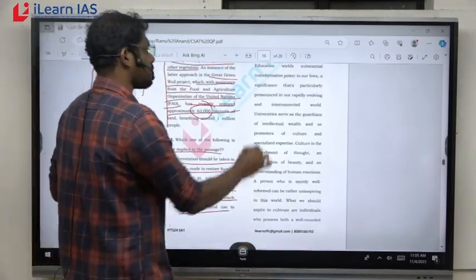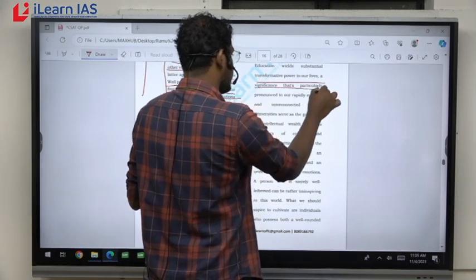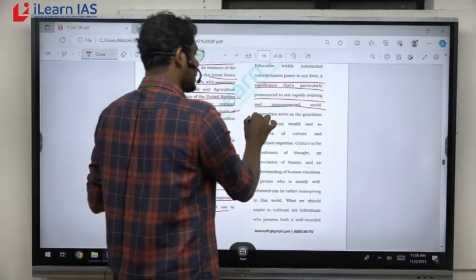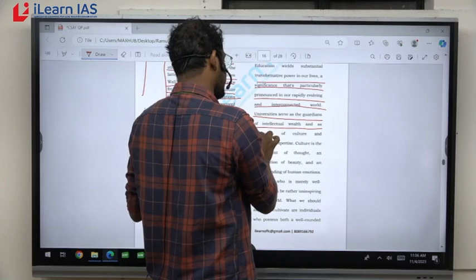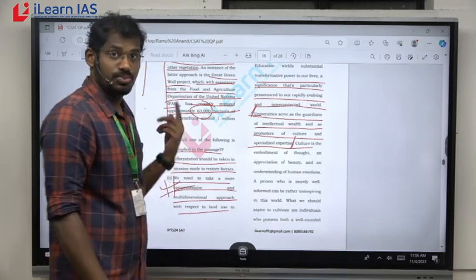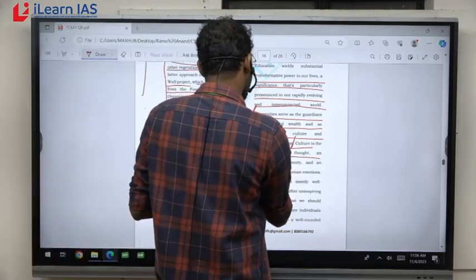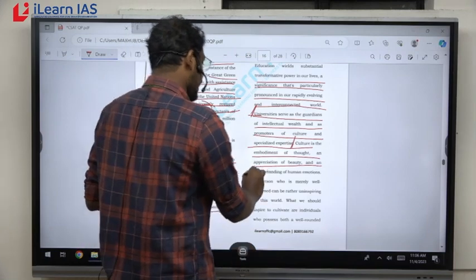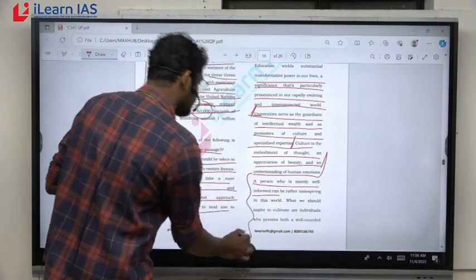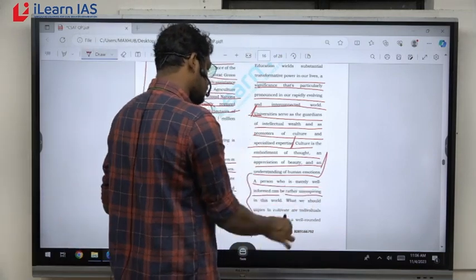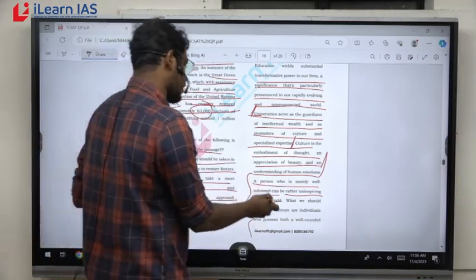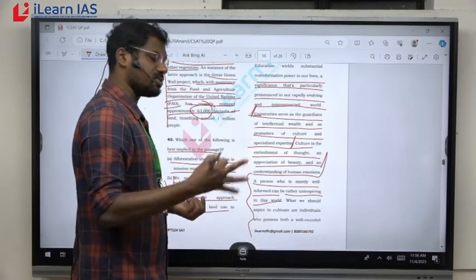Education needs substantial transformative power in our lives, a significance that is particularly pronounced in our rapidly evolving and interconnected world. Universities serve as the guardians of intellectual wealth and as promoters of culture and specialized expertise. So universities actually impart both knowledge as well as culture. Culture is an embodiment of thought and appreciation of beauty and an understanding of human emotions. A person who is merely well informed can be rather uninspiring in this world. So mere knowledge is not sufficient for the complete development of an individual as well as the world.